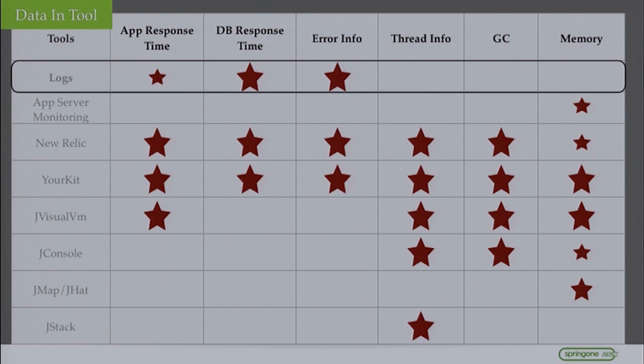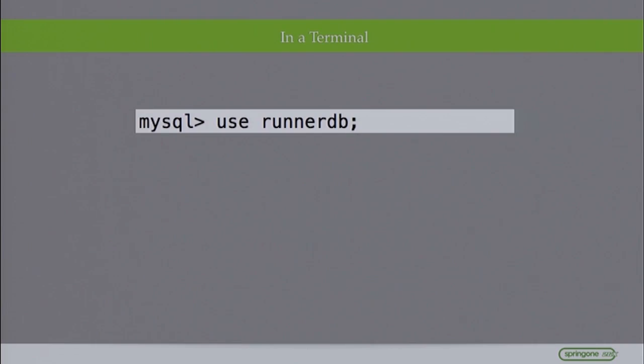But let's, here in our graph, add logs. So app response time, we basically got that by using Spring AOP, right? You can wrap your controller methods and get timing information from it. Database response time, we got that from our slow SQL log in MySQL. And error info, pretty much all of the logs are going to provide you some error information if there's an exception thrown.